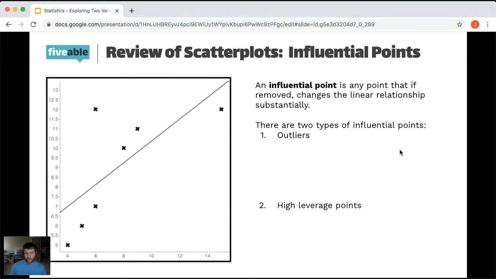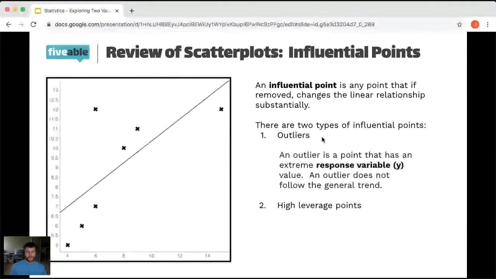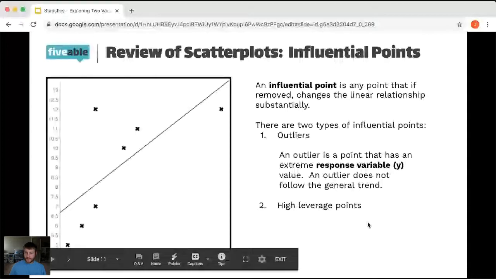Okay, both of those points are going to influence the graph in some way, but they're going to influence it in different ways. An outlier is a point that has an extreme response variable value, so it's going to have an extreme y value, and an outlier is not going to follow the general trend. So the one all the way in the sky, maybe we'll see. Hang on to that thought for just a minute, Allie.